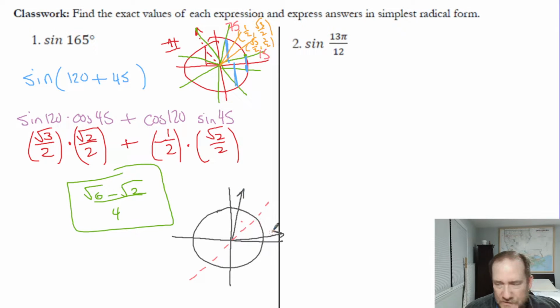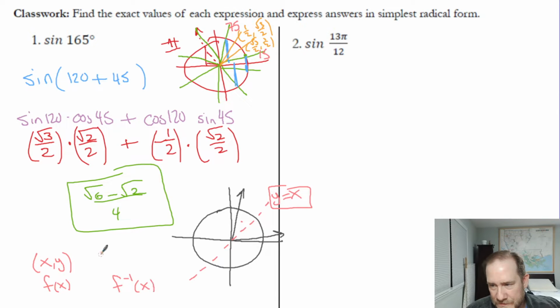That's why their coordinates are reflected. In fact, everybody in the room should know this. Y equals x is the line over which inverse functions reflect, remember? And what's the deal with inverse functions? All the points f of x are xy. And what do you remember about the points on the inverse of f of x? Don't they literally reverse? Y becomes the x and x becomes the y. So that's what's happening here too.